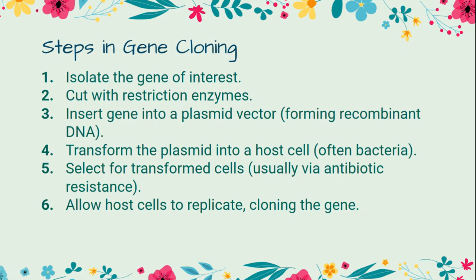There are 6 steps in gene cloning. We first isolate the gene we're interested in, then we cut it with restriction enzymes. We insert that gene into a plasmid vector, forming a recombinant DNA. Then we transform the plasmid into the host cell, often a bacteria. So we put the plasmid into the host and then select for transformed cells, usually via antibiotic resistance or things like that. And then we allow the host cells to replicate, cloning the gene.